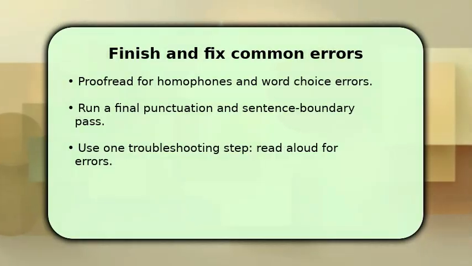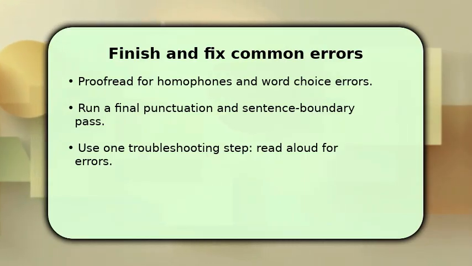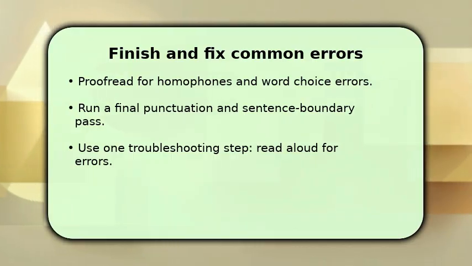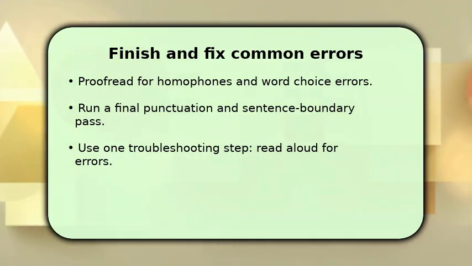You finish by proofreading for common word choice mistakes like there versus their and then versus than, because these small errors derail credibility. Once done, perform a final pass focused on punctuation and sentence boundaries. Ensure commas, periods, and em-dashes are correct. Make sure to read the text aloud slowly. This single troubleshooting step reveals missing words, awkward phrasing, and rhythm problems you might miss visually.